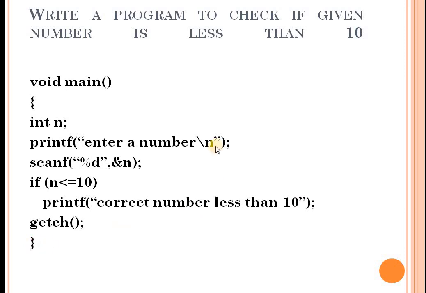Suppose we'll take another example where we input n is equal to 15. Is 15 less than or equal to 10? No. So this printf statement will be skipped. It will not be executed, and directly the control will jump to getch and end of the program. So in the simple if statement, only if the condition is true will the if part be executed. There will not be the false part.